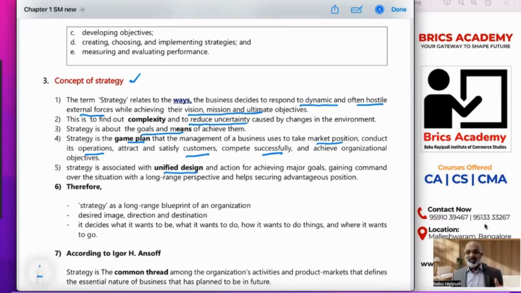See the keywords. Strategy is all about ways to respond to a dynamic environment. Strategy is all about finding complexity and reducing uncertainty. Strategy is all about helping set goals and achieve them. Strategy is a game plan to attract customers, retain customers. Strategy is all about competing successfully. Strategy is a unified design. It doesn't focus on one area. Instead, it helps the company to focus on many areas so that you will have an advantageous position.